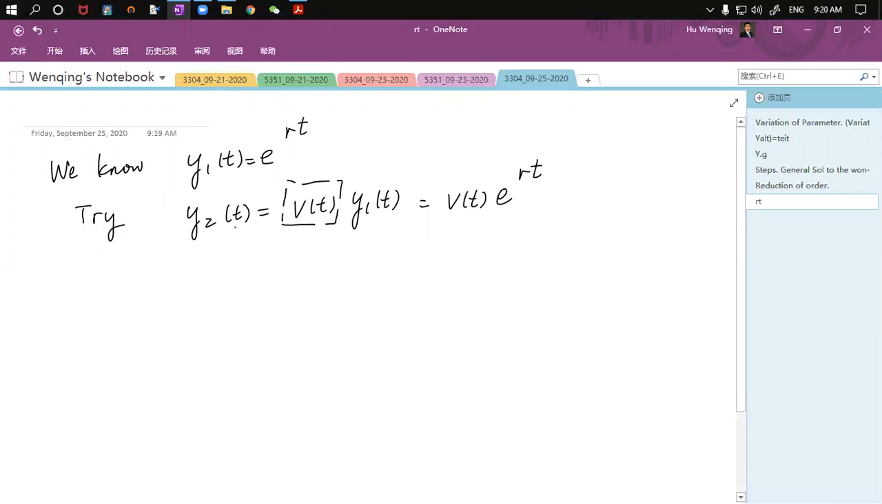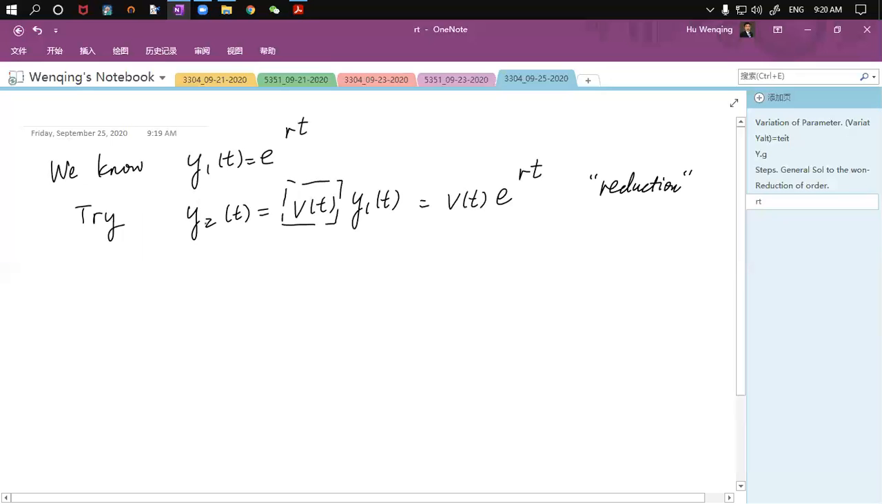They are related to each other just by a function multiple v(t). Therefore, in order to determine y2(t), it suffices to determine v(t). That's the reduction process. That's why we call it reduction, because we are reducing the search for y2 to the search for v. You just have to find a satisfactory v in order to satisfy this y2.